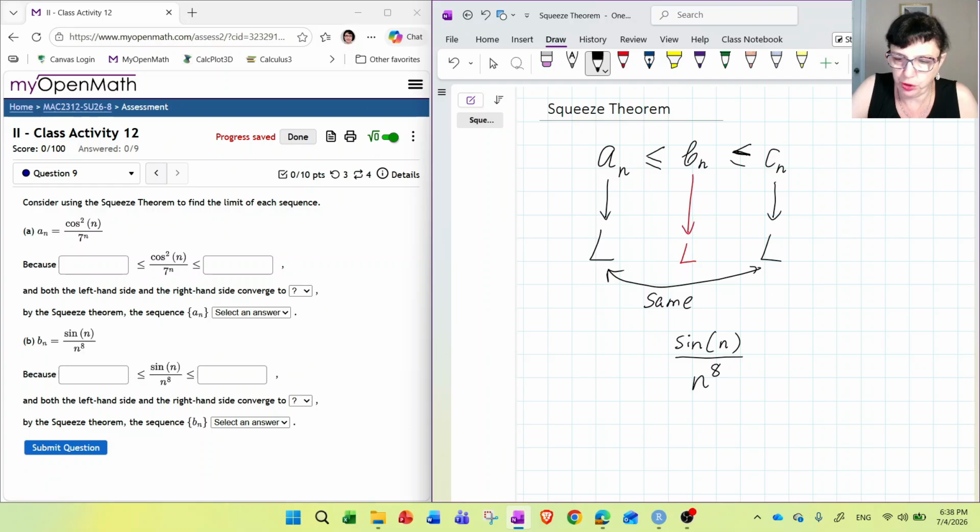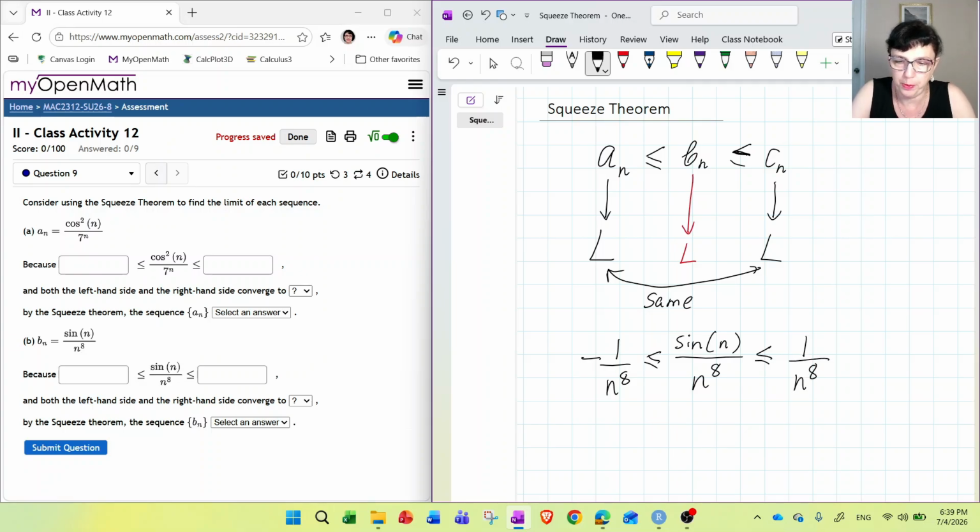But what you can do is use the squeeze theorem because you know that sin(n) is a number between -1 and +1. There is no way for it to be anything else. And that means that this is going to be greater than or equal to -1 divided by n^8. Why? Because the smallest possible value for sin(n) is -1. But notice that the bottom we keep the same, so we're not changing that. On the right-hand side, we're going to get exactly the same thing, but it's going to be a +1. So why does this happen?